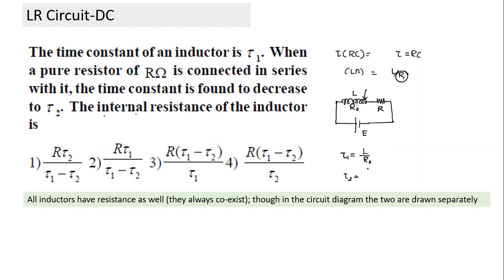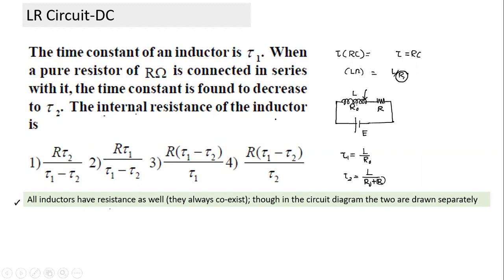Since it is added in series, it will become R naught plus R. R is the external resistance. That's what is given here. What we need to find is the value of R naught, which is fairly simple. Very easily we can find it. The important point was only to understand what the internal resistance of an inductor means.